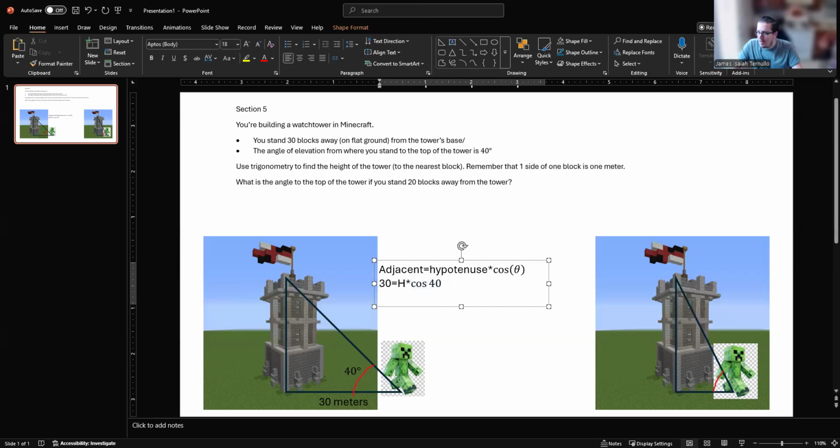So if we use our calculator, we can plug in cosine of 40, and we find that 30 equals 0.76 H. So the hypotenuse is going to be equal to 30 divided by 0.76, which is 39.47 meters.